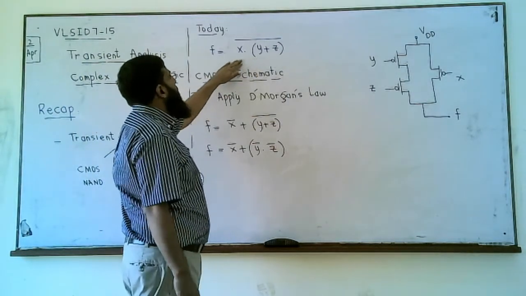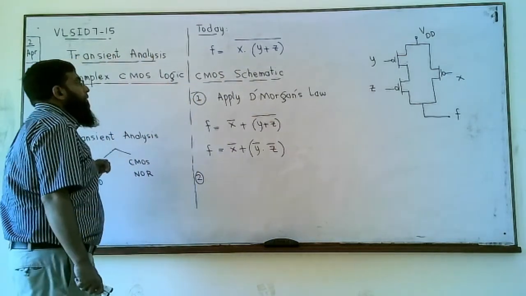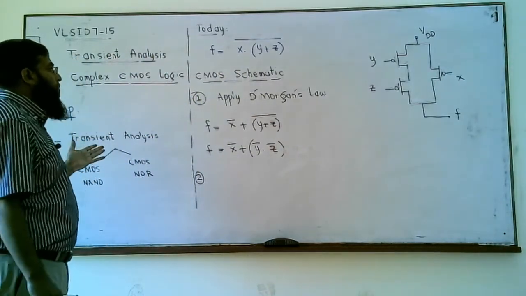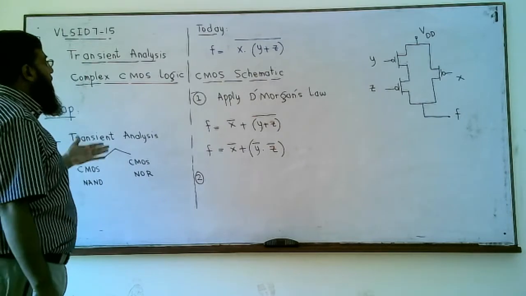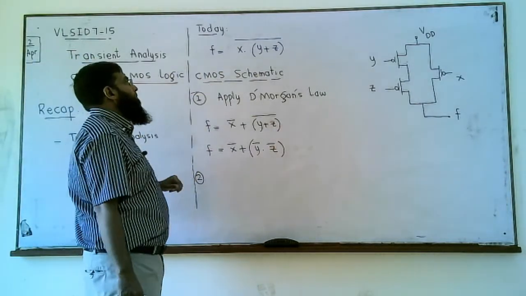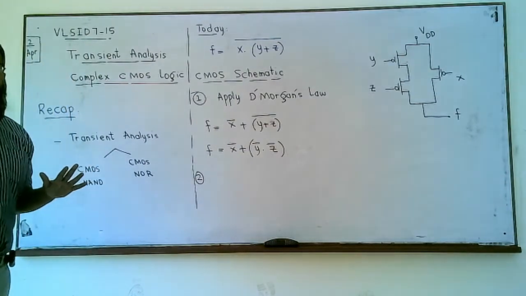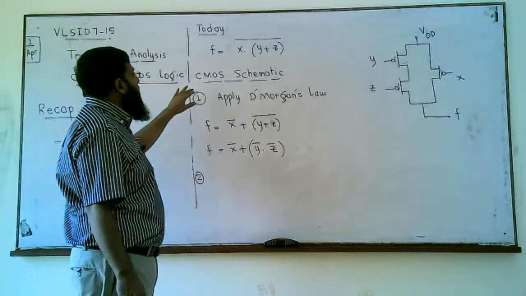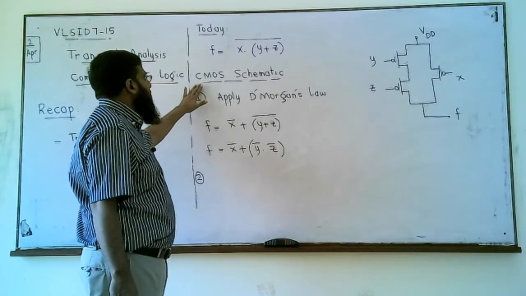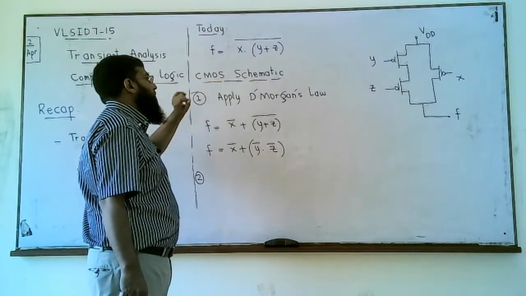This one is a complex Boolean expression. It's neither NAND nor NOR. It's a bit more difficult expression compared to a 2-input NAND we studied last time, or a 2-input NOR. Right. So, what is the CMOS schematic for this given Boolean expression?